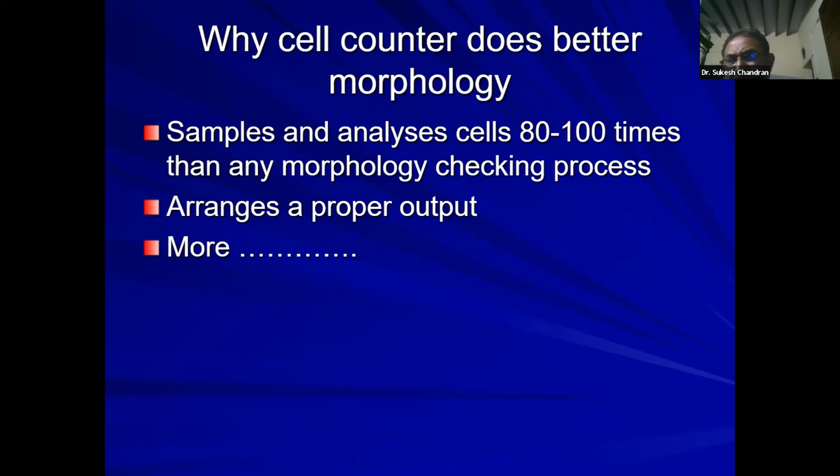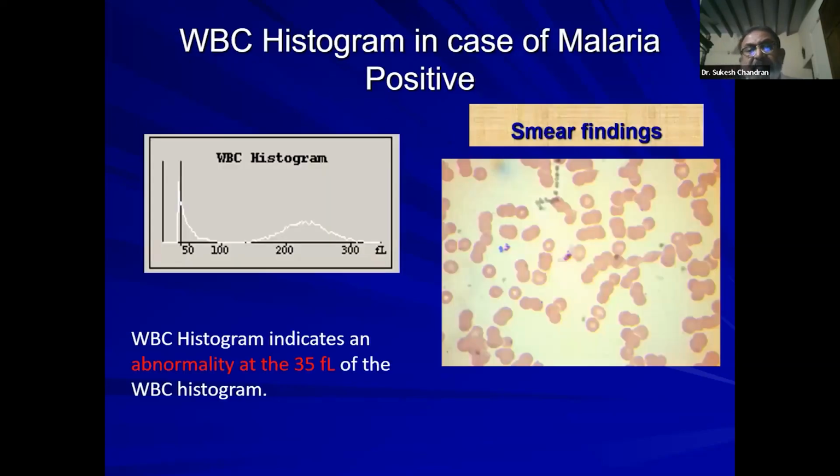How many red cells do we count in the red cell count and the peripheral smear? Nowhere close to 30,000. And at the end of it, it arranges a proper output, a good histogram, and also many values, and much more.